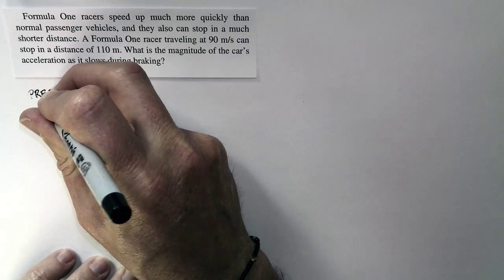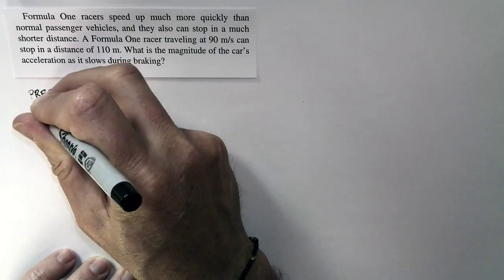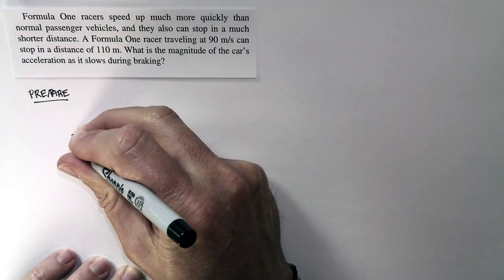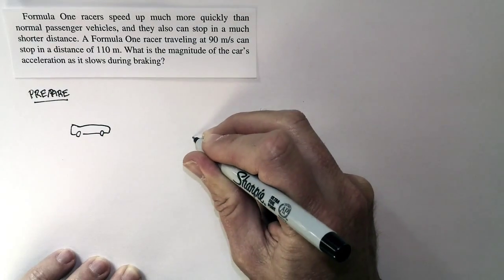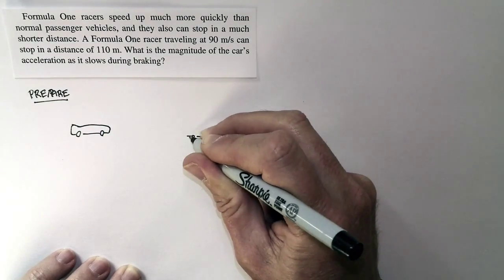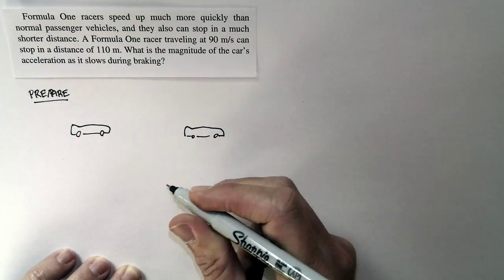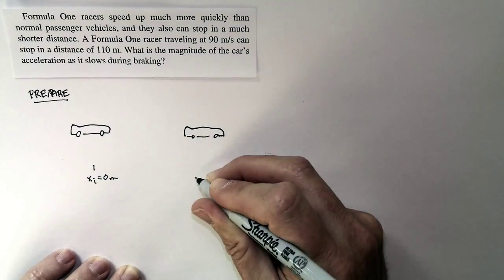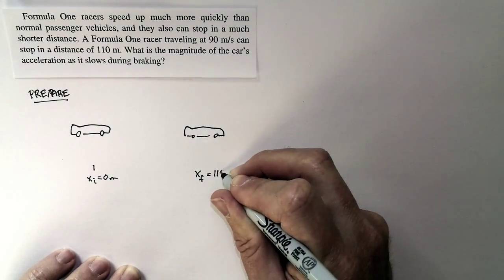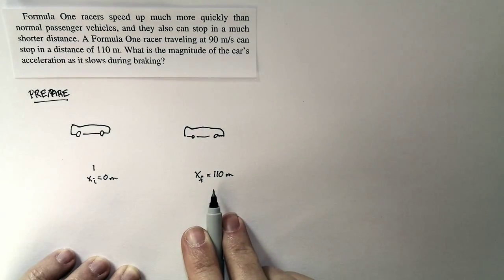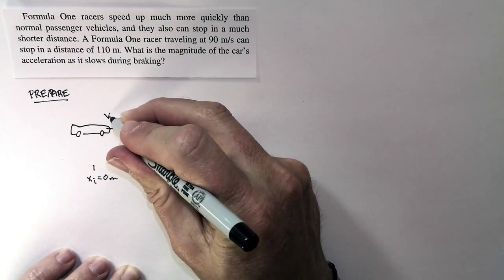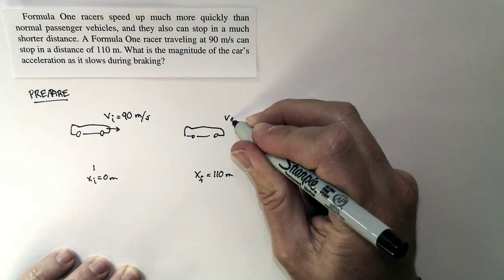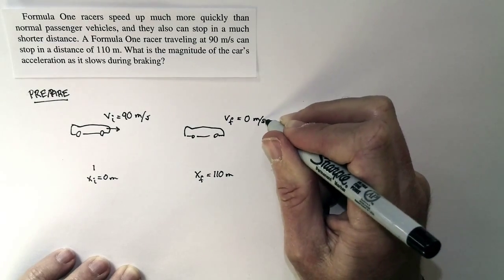And we're going to prepare by drawing a picture. The particular picture which I want to do is a pictorial representation. On this pictorial representation, I'm going to list the values. So I'm going to combine the pictorial representation and our table of values. Now the car starts right here at a position of 0 meters. It finishes at a distance of 110 meters. That's our stopping point. It starts at a speed of 90 meters per second. It finishes at a speed of 0 meters per second.